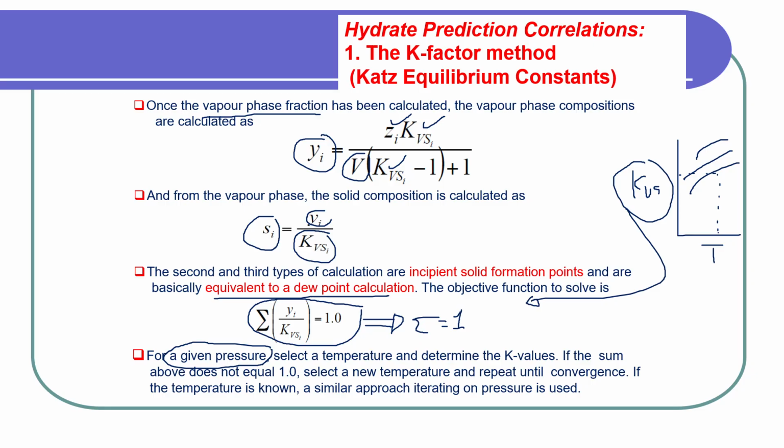The answer is correct. If the summation is not equal to 1, then you assume another value for the pressure, for example, and take another value for KVS for each component, and then you do the calculation based on that until you reach the point where the summation of the mole fraction divided by the K, or the equilibrium constant, is equal to 1 for all the components. So this is how you do it by the iteration approach.